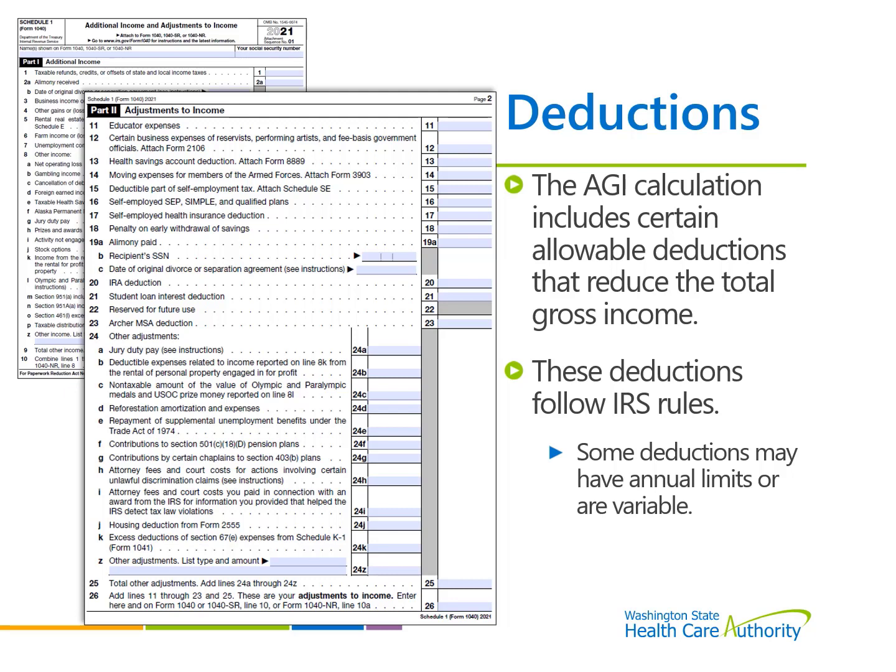Deductions. The AGI calculation includes certain allowable deductions that reduce the total gross income. These deductions follow IRS rules. Some deductions may have annual limits or are variable. These IRS allowable deductions are also used to reduce the total MAGI. Deductions will be discussed in more detail later in this presentation.